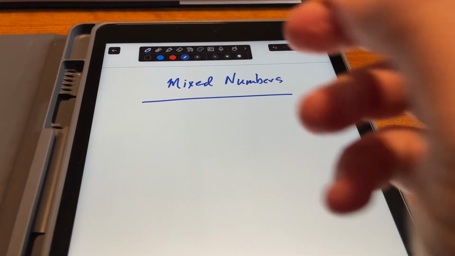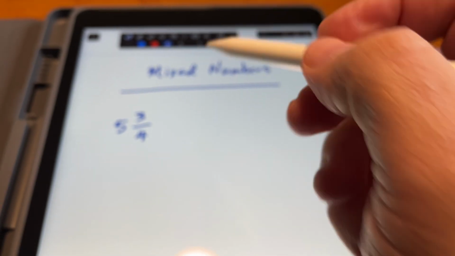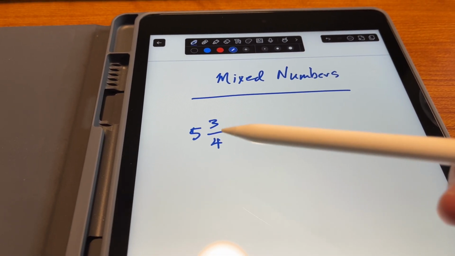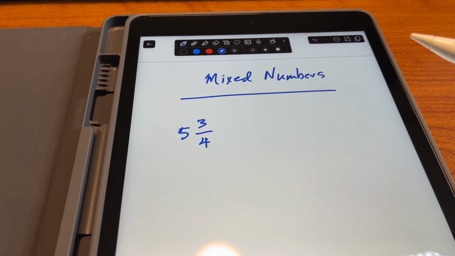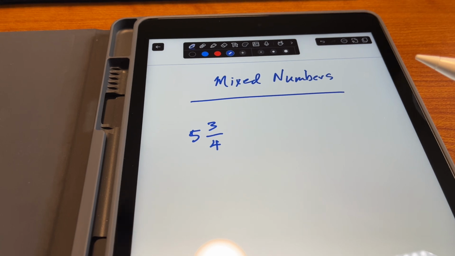Let's talk about mixed numbers. Normally, that phrase, mixed numbers, is reserved for something like 5 3/4. That's how you'd say that, 5 3/4. That's 5.75 as a decimal.